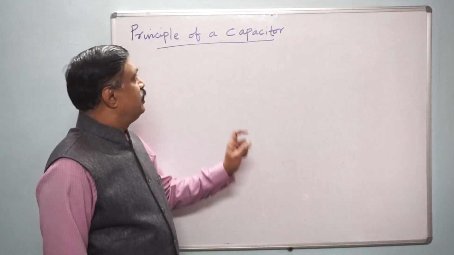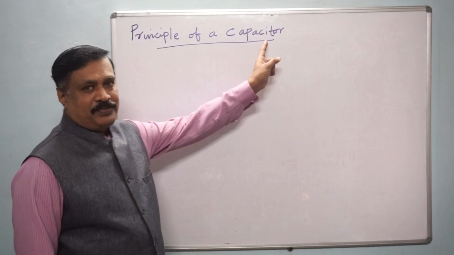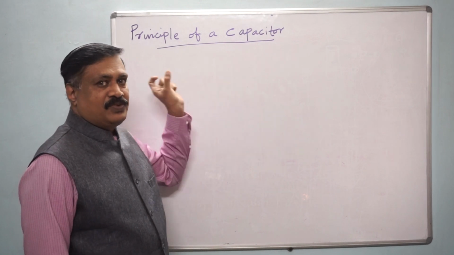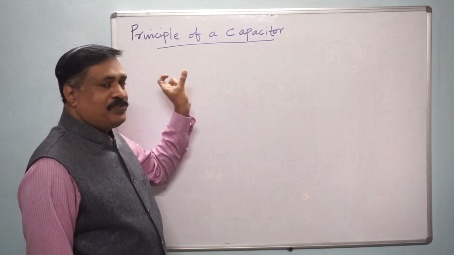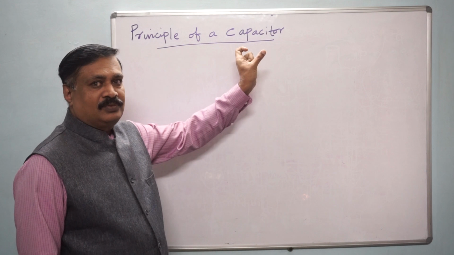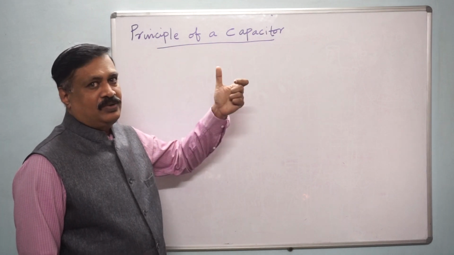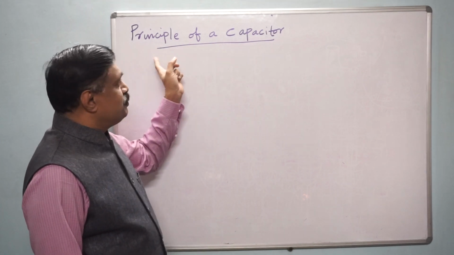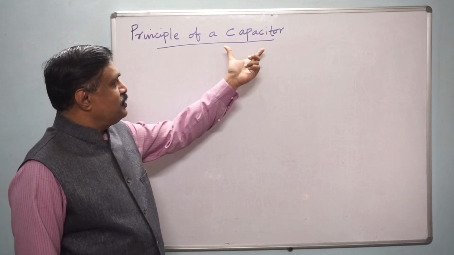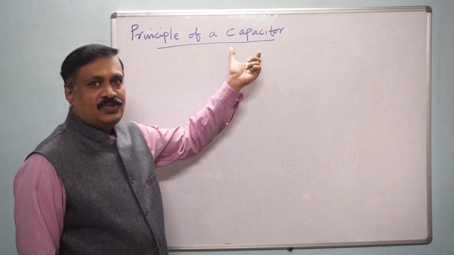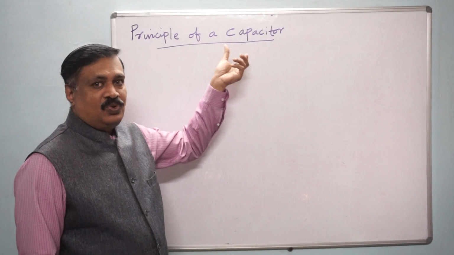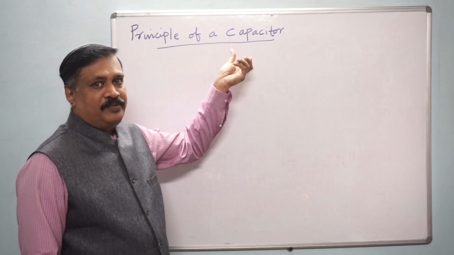Today we are going to see the principle of a capacitor. Last class we have seen capacity of a conductor. Now today, principle of a capacitor. A capacitor is nothing but a storage device. It stores electric charge.